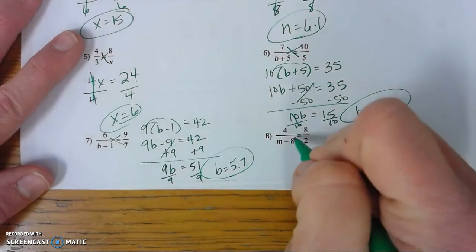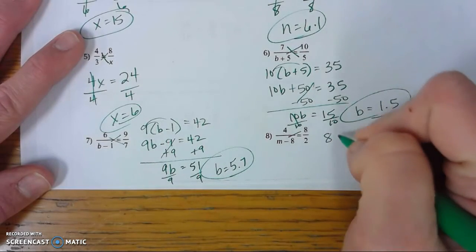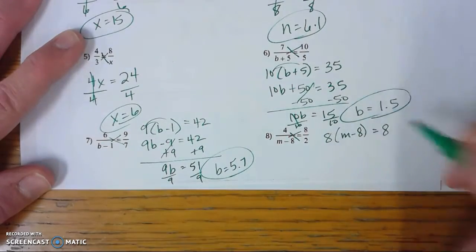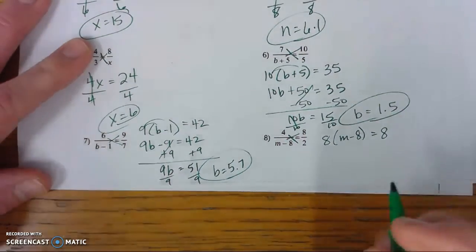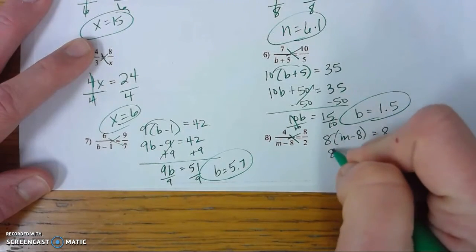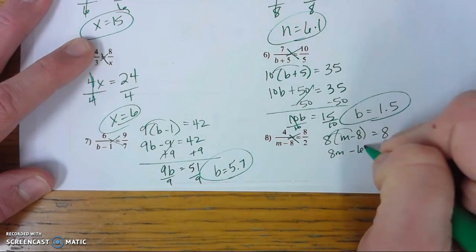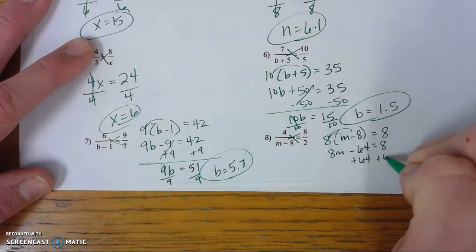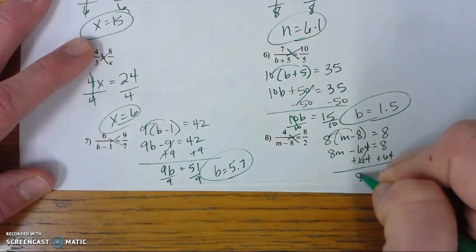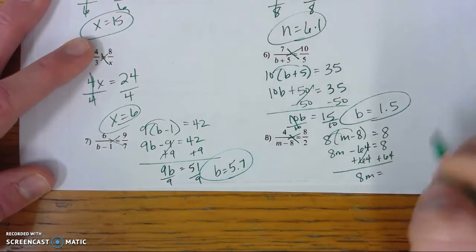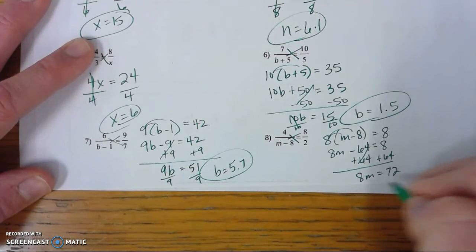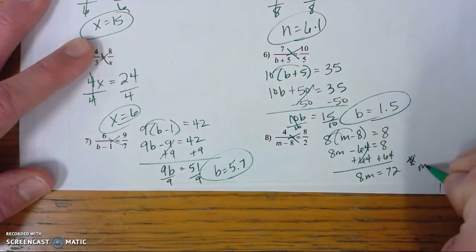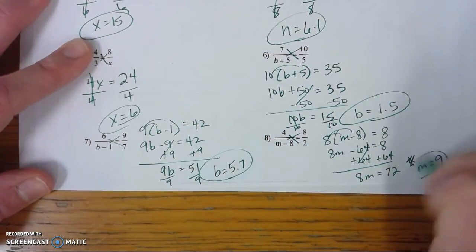And the last one on this page. 8 times m minus 8 equals, and then my other cross product is 4 times 8, which is 32. So 8 times m is 8m, 8 times negative 8 is minus 64, and then I have 32 on the other side. I'm going to add 64 to both sides. 8m equals 96. And when I divide by 8, I get m equals 12.